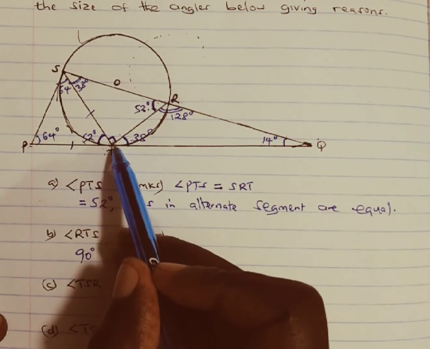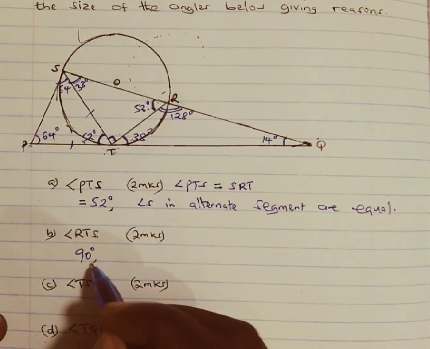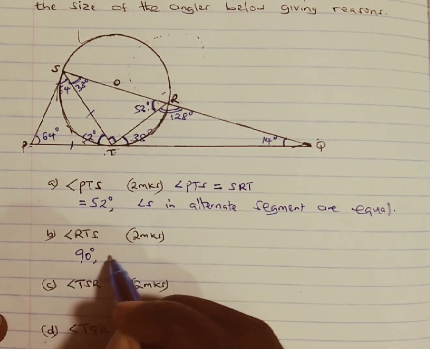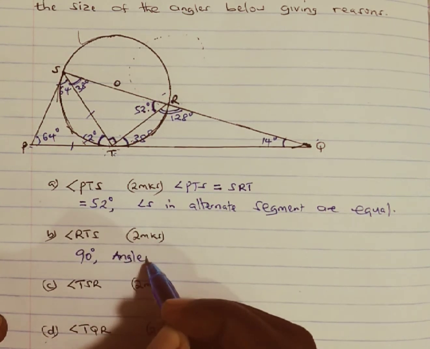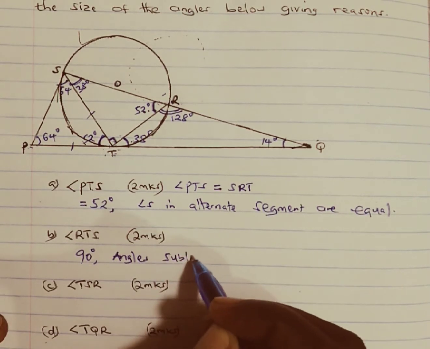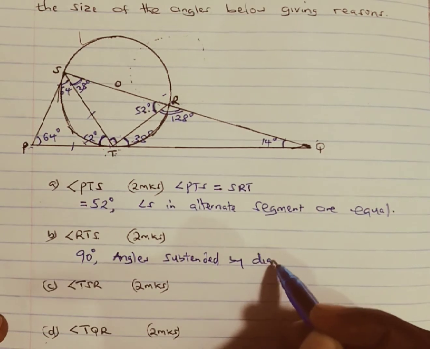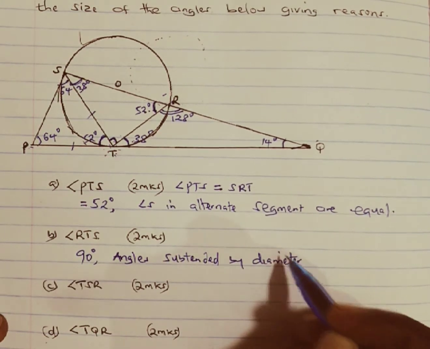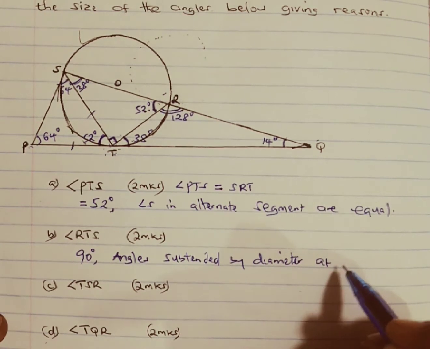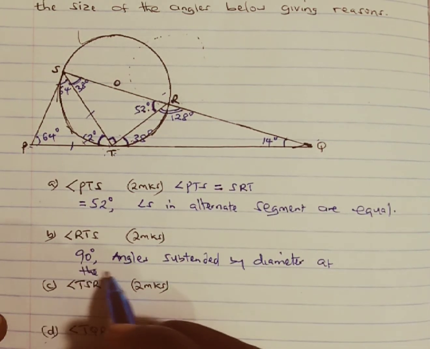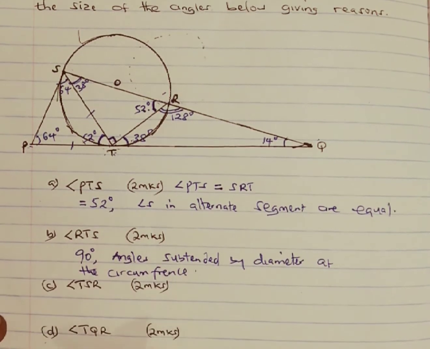This angle here is subtended by the diameter of the circle at the circumference. So we can say angles subtended by the diameter of a circle at the circumference.